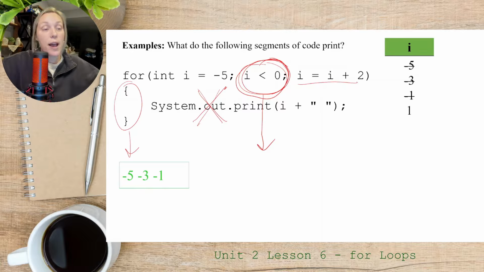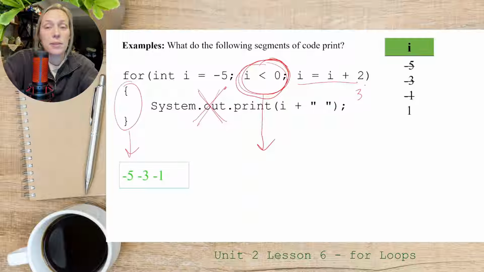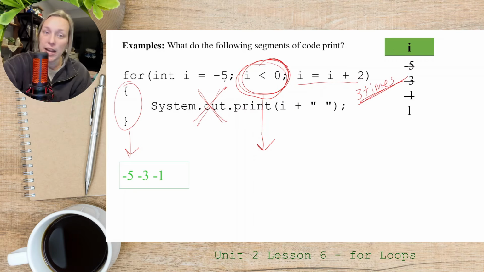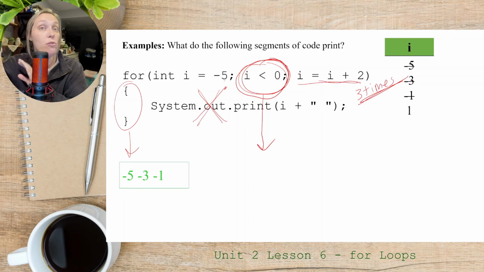Okay? So -5, -3, -1 get printed to the screen. Okay? And again, you knew this was going to run 3 times just based on the for loop header, okay? Just based on the for, because it started at -5 and you can do the math. It's all there in the for loop to let you know how many times it's going to run, okay?